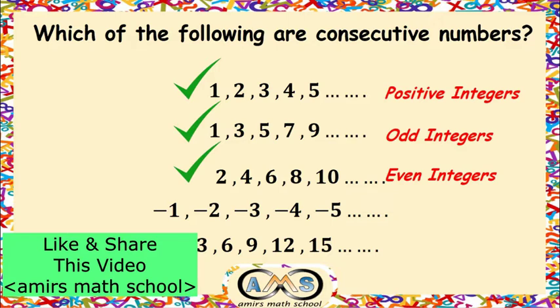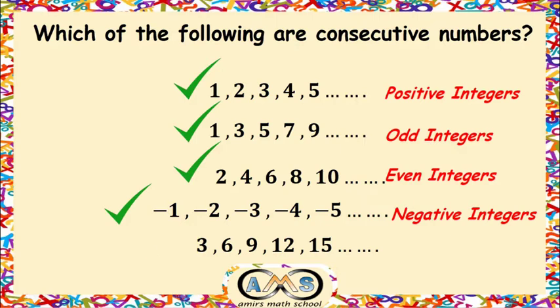Then -1, -2, -3, -4, and so on. This one is also consecutive, and we can call this one consecutive negative integers. And the last one, that is 3, 6, 9, 12, 15. This one is also a consecutive number, and we can call this one consecutive multiples of 3. You see here, all the numbers are multiples of 3.